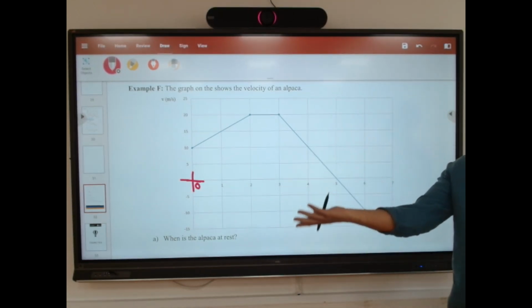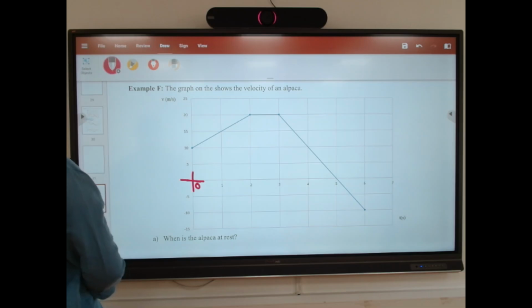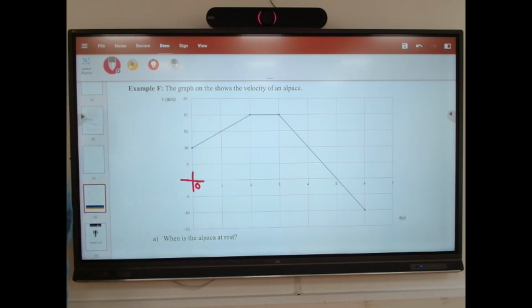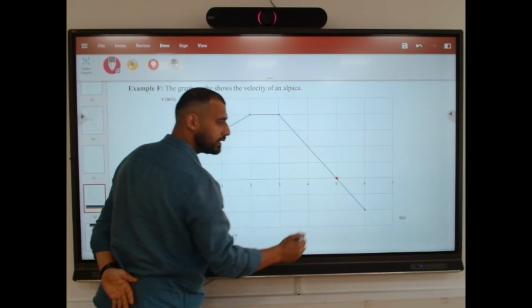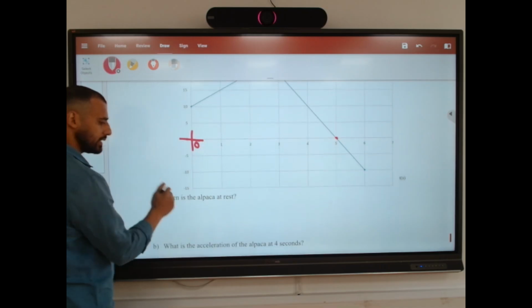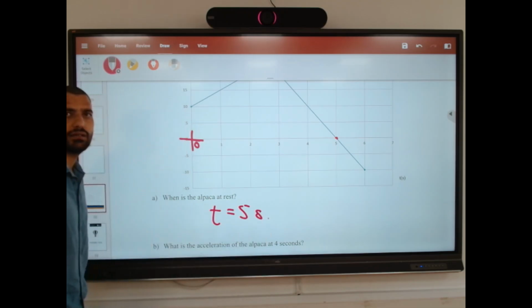Exactly when the velocity is? When body will be at rest only when the velocity is? When is the velocity 0? Yes? Isn't it? So it is at rest at time t equal to 5 seconds. Is that clear? It is clear? Is it clear? Okay.